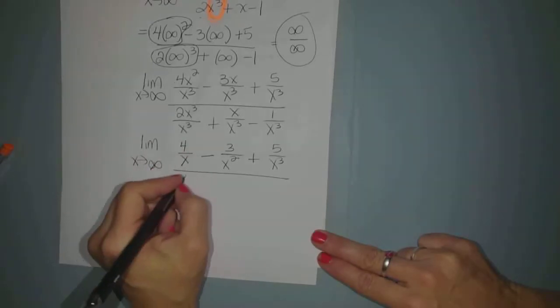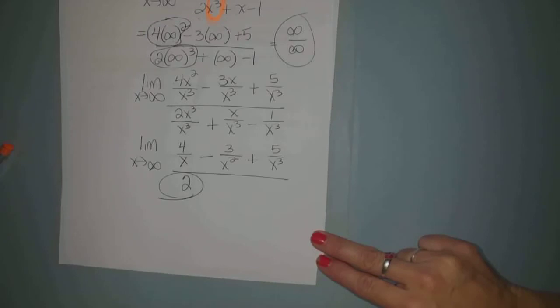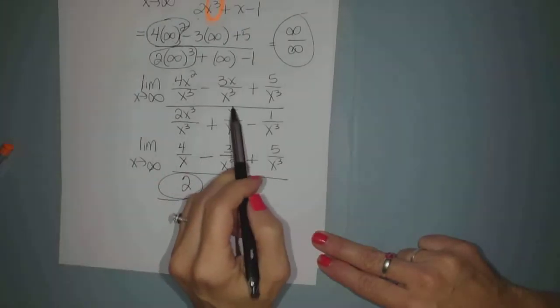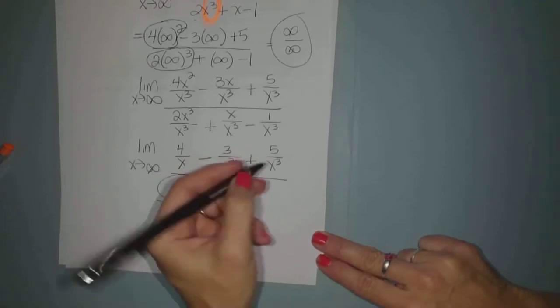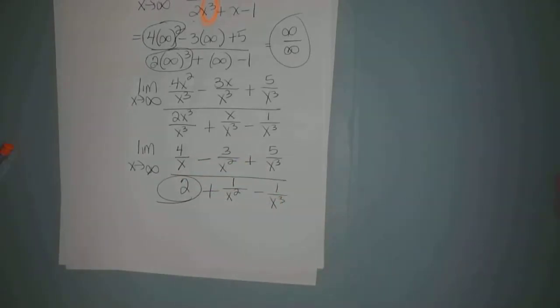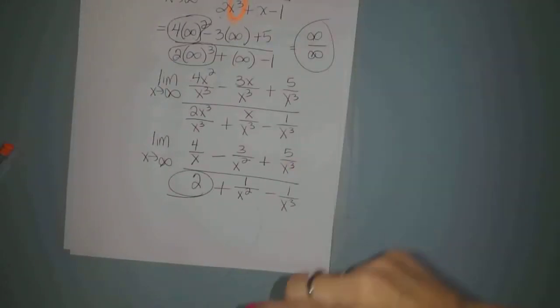2x cubed over x cubed is just 2. There's that single real number we needed to eliminate division by infinity. X over x cubed is 1 over x squared. And then 1 over x cubed doesn't reduce. Final step is to plug it in.